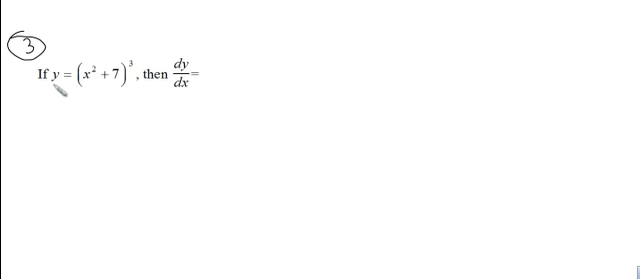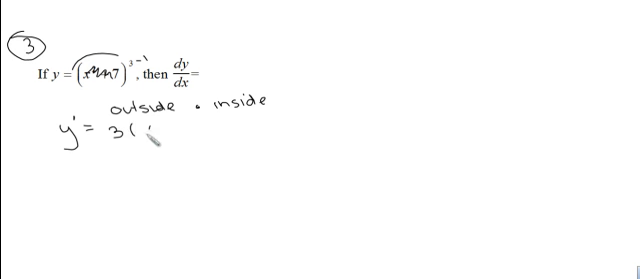Okay, so for number 3, we're trying to find the derivative of y. For this one, we're going to have to use the chain rule. So remember, we need to find the derivative of the outside and then multiply it by the derivative of the inside. So the outside, okay, it would be 3 times everything inside, and then subtract 1.